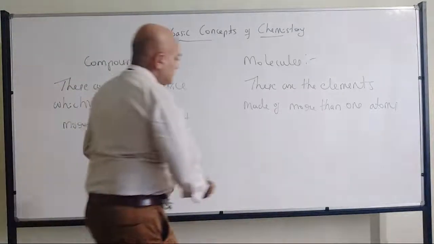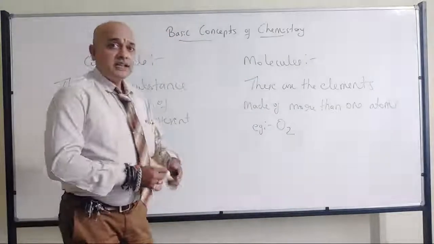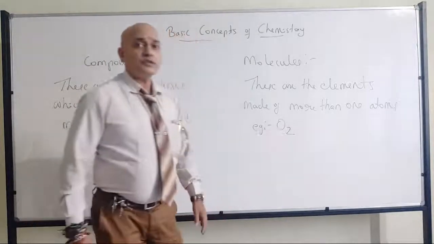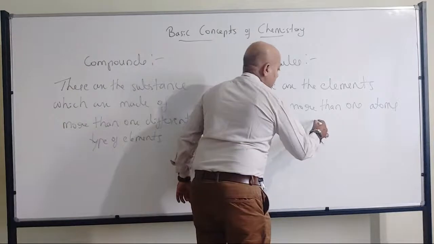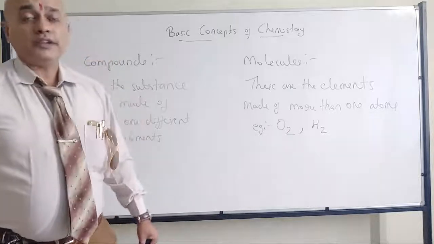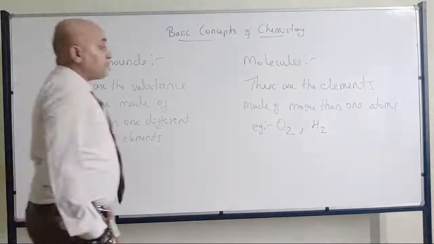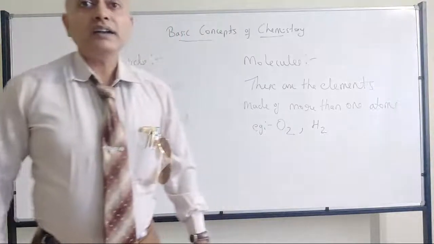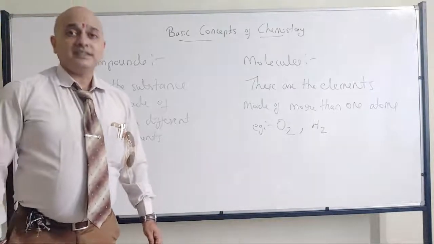Now, yesterday I gave the example for molecule as O2. Yes, more than one atom is present. Two oxygen atoms coming together to form the oxygen molecule, that is O2. More than one hydrogen atom combined together to form the hydrogen molecule. So that's where I had given the example. If you observe it carefully, in both cases, the same type of atoms are combined together.